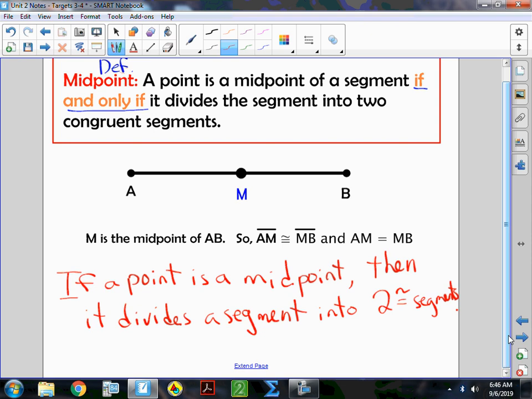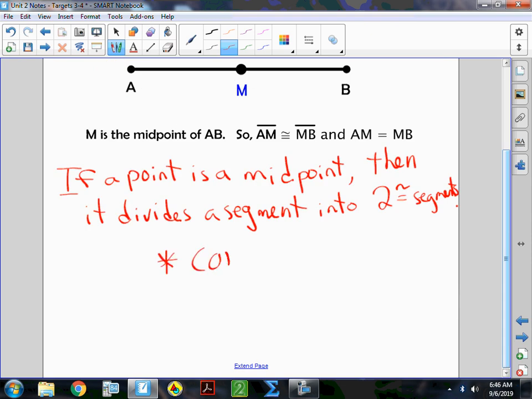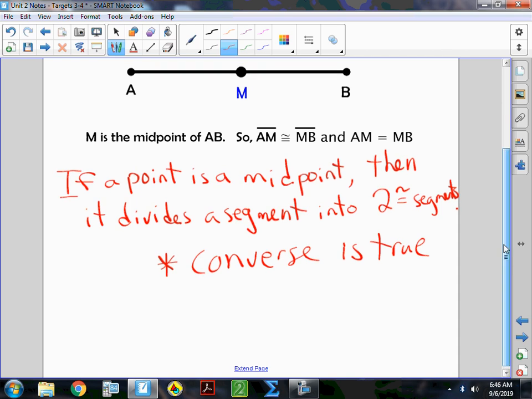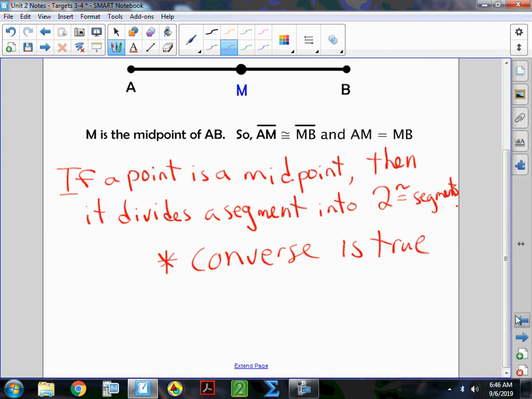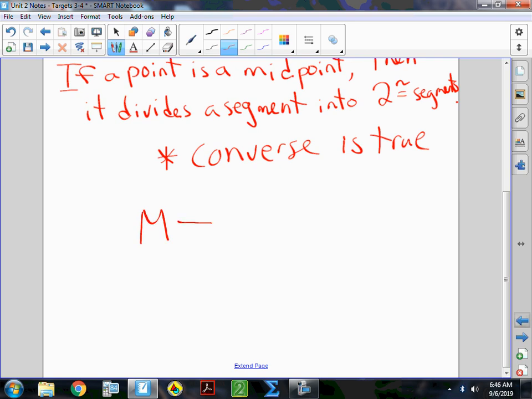And we want to note that the converse is also true. So the converse would be, if a point divides a segment into two congruent segments, then the point is a midpoint. So it goes either way. Symbolically, we could say midpoint goes to two congruent segments. So maybe we wouldn't use just symbols, but we could abbreviate it. If midpoint, then two congruent segments.